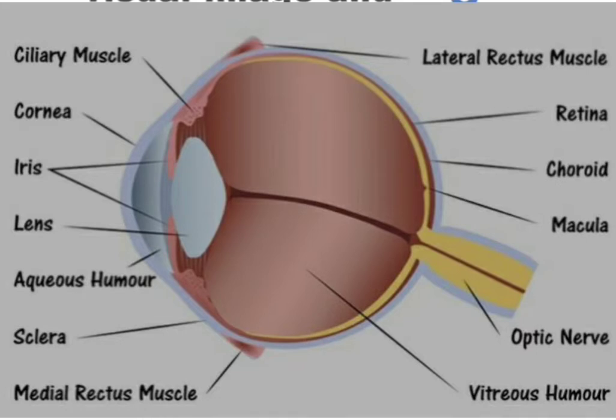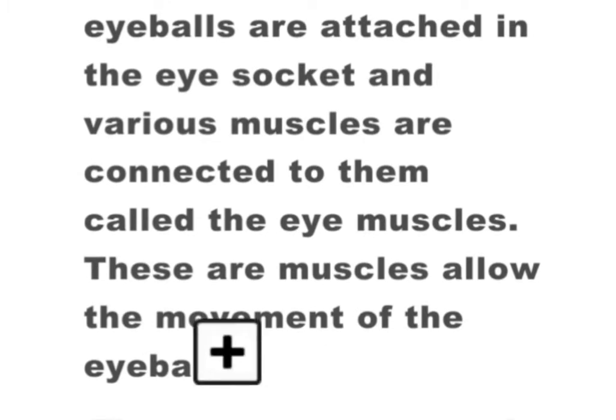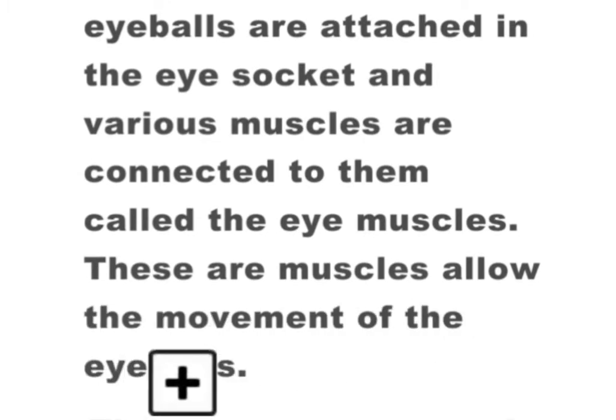Now, the eye has a spherical structure which is called the eyeball. Our eye is in the shape of a sphere. As a whole, it is called eyeball, as the term suggests, the ball-like structure of the eye. The eyeballs are attached in the eye socket and various muscles are connected to them, called the eye muscles. These muscles allow the movement of the eyeballs.